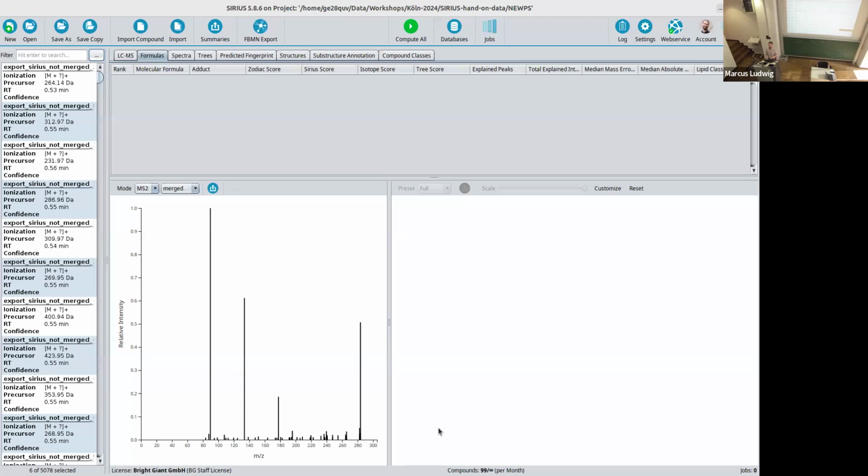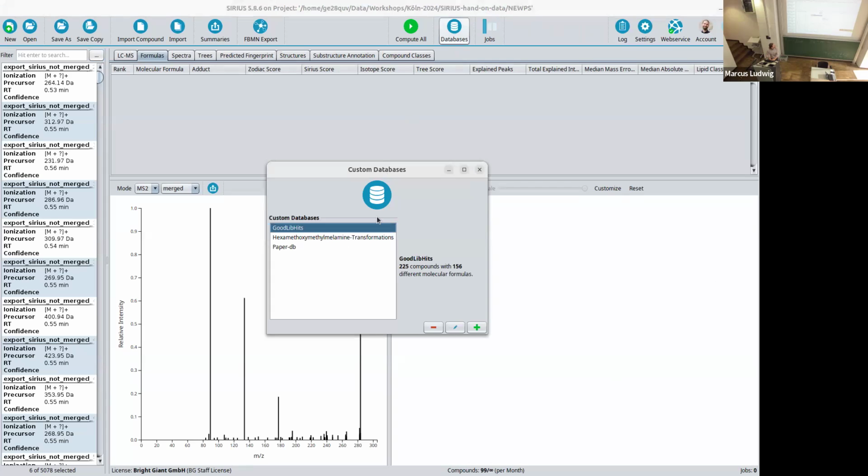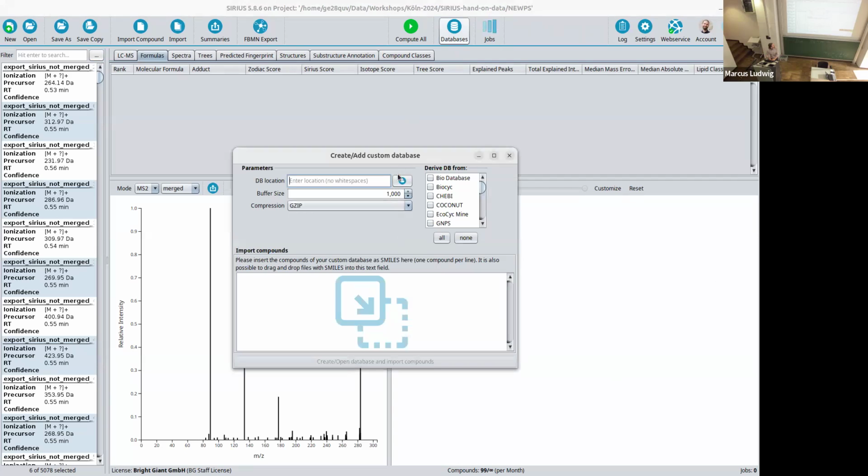Okay, so basically now you may have your custom database. If it didn't work, it's also not an issue. Maybe it's also on the slides, you can have a look if it's not working. Just click here on the add button, specify a location first, and then drag and drop the files here, or just copy paste SMILES in this window.